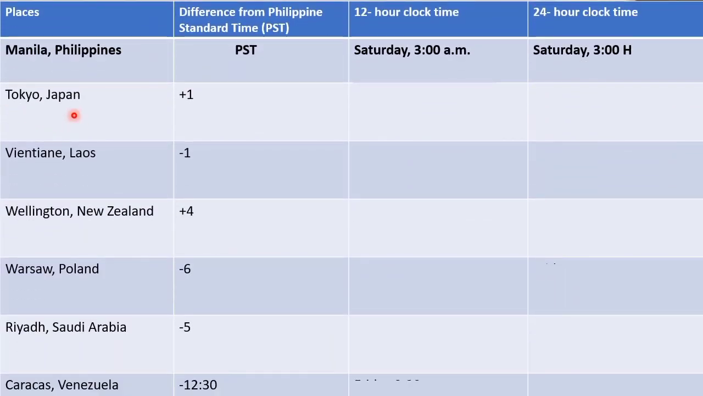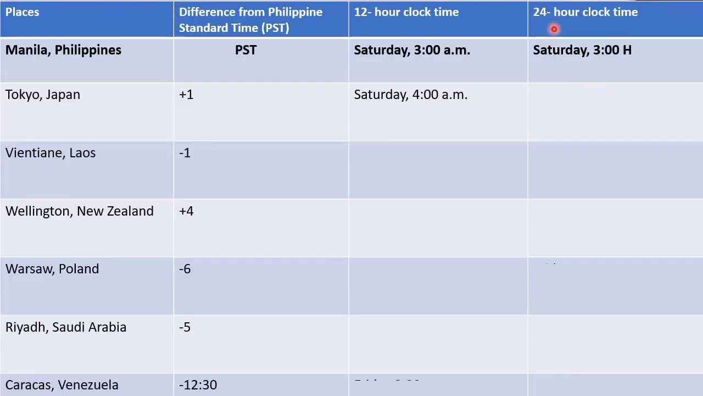Next is Tokyo, Japan. So, yung difference from PST is +1, which means ahead ng 1 hour si Tokyo, Japan sa Manila, Philippines. Okay? So, kung yung time natin sa Manila, Philippines ay Saturday 3 a.m., so we will add 1. So, 3 plus 1 is 4. Therefore, the time in Tokyo, Japan in 12-hour clock time is Saturday 4 a.m.